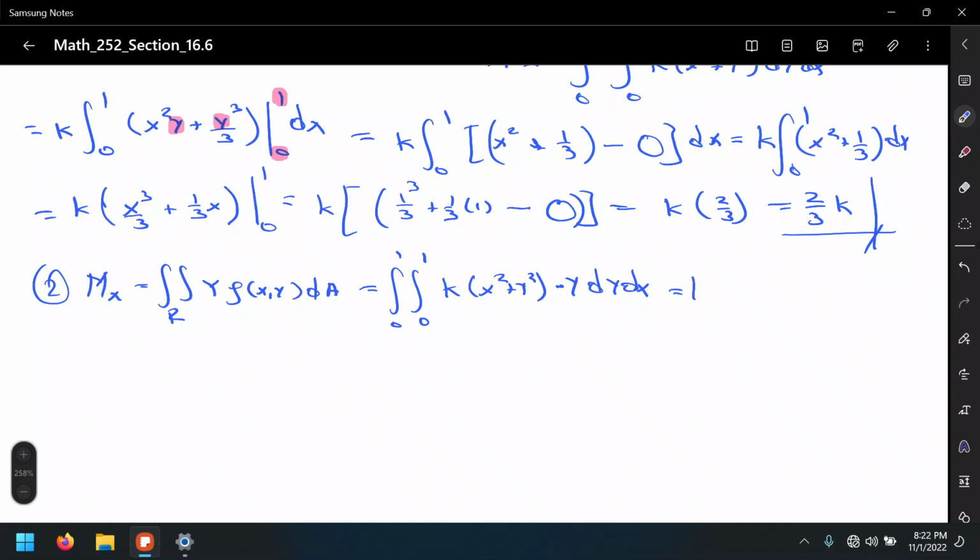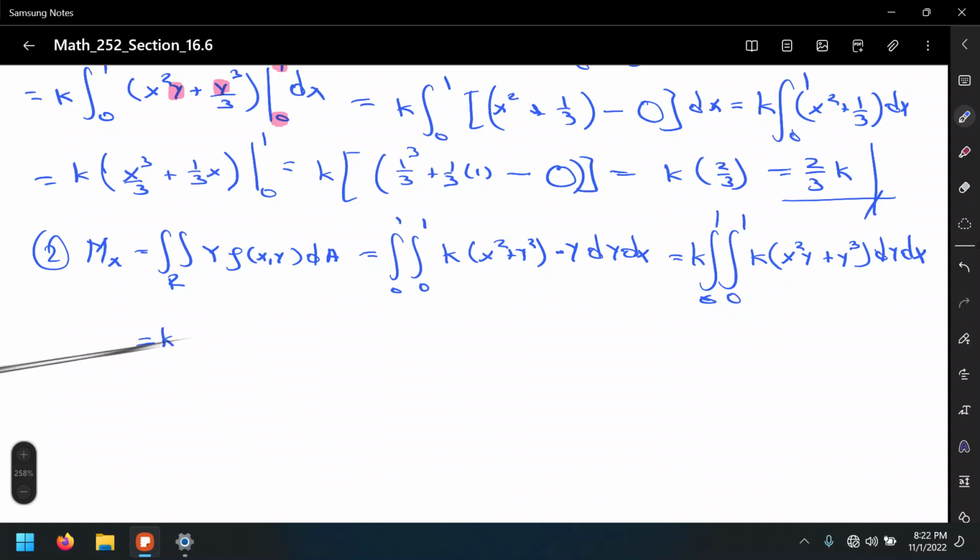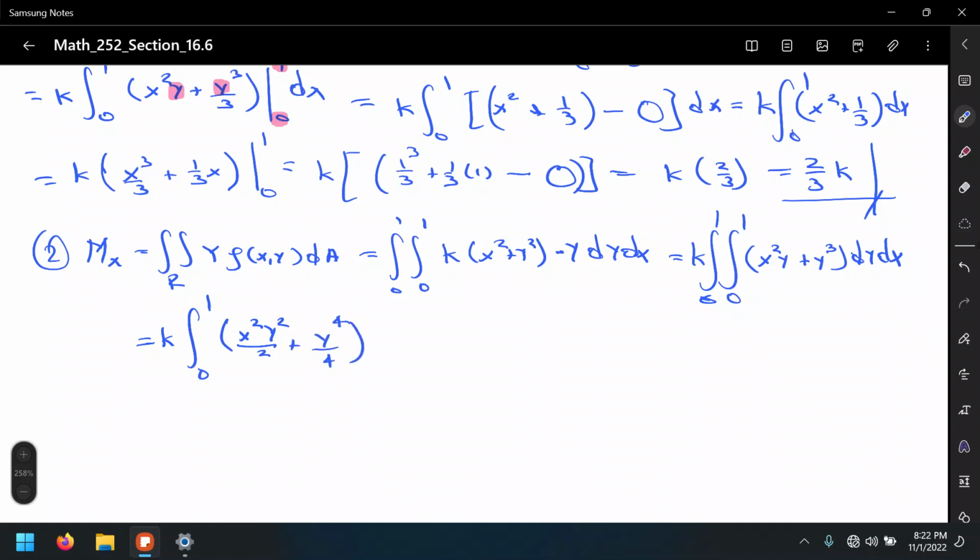Let me take the k outside. Double integral, 0 to 1, 0 to 1, k times x squared y plus y cubed dy dx. We can integrate with respect to y. Let me put them together. That's the integral from 0 to 1 of x squared y squared over 2 plus y to the 4th over 4, evaluated from 0 to 1 dx. These limits of integration, 0 and 1, should be plugged into which variable? y, right? Because we integrated with respect to y.